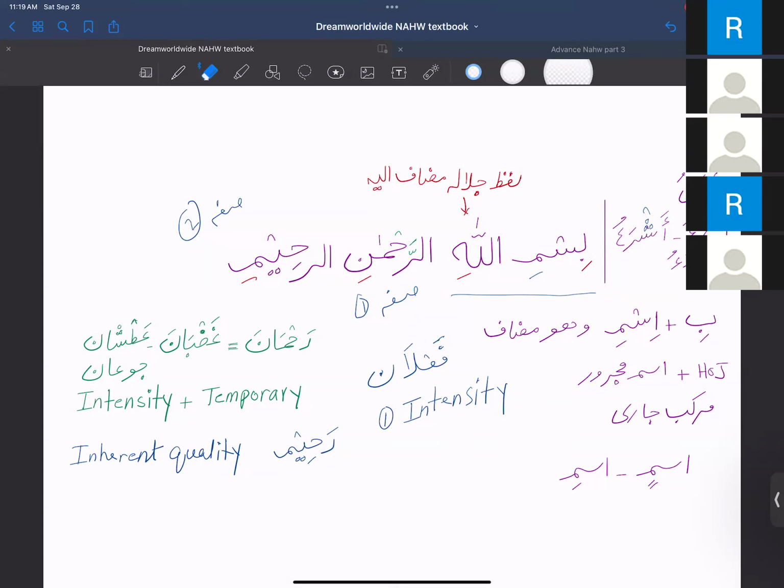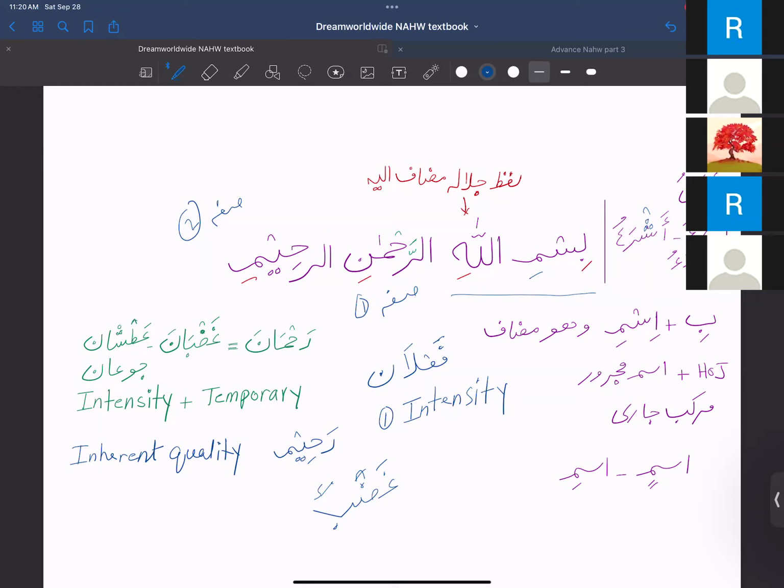So Ghadban, what is Ghadban? Angry. Ghadab. Yeah, angry. Right? Ghadab is anger, Ghadbun. But from Ghadab, if we bring that on the Rahman pattern, on the Fa'alan pattern, we will say Ghadban or Atshan. What does Atshan mean? Thirsty. Yeah, thirsty.